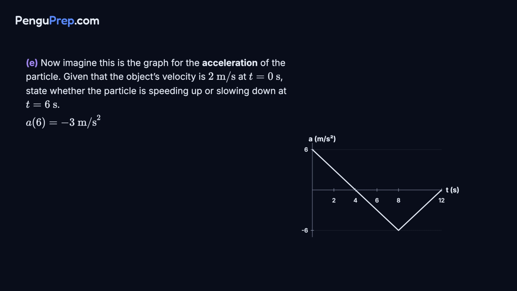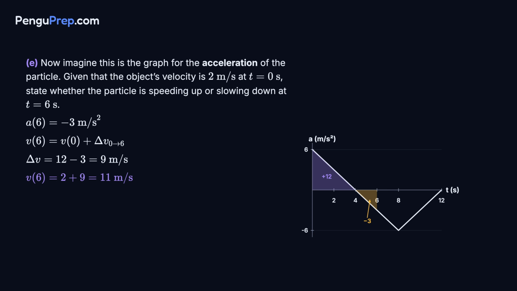Since we're provided that the object's initial velocity is 2 meters per second, we just need to add the change in velocity of this object from 0 to 6 seconds to get the velocity at 6 seconds. And since the change in the velocity is represented by the area underneath the acceleration curve, we just need to find the area of these two triangles and add them together. And that gets you 12 minus 3, which is 9. So the change in velocity is 9 meters per second, and the object's velocity at 6 seconds is going to be 2 plus 9, which is equal to 11 meters per second. Since the acceleration is negative, but the velocity is positive, we know that the object is then slowing down.